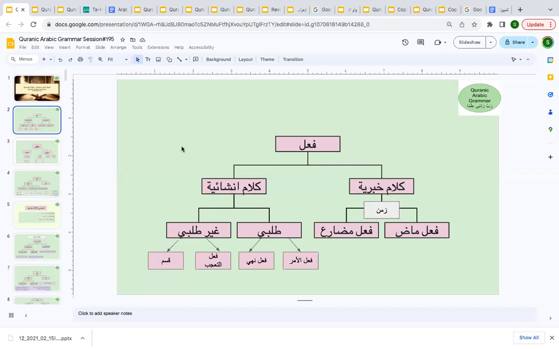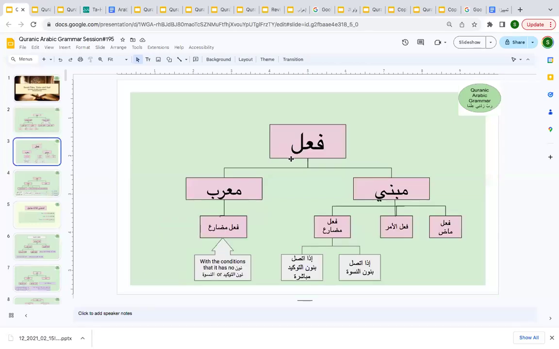Then comes your fail in terms of mabni and mu'arrab, which can be of two types. Did we go over that in our previous sessions? Yes, we have covered it. We have learned fail madi is always mabni, failul amr is always mabni. Yes, you have all learned it in your previous sessions.